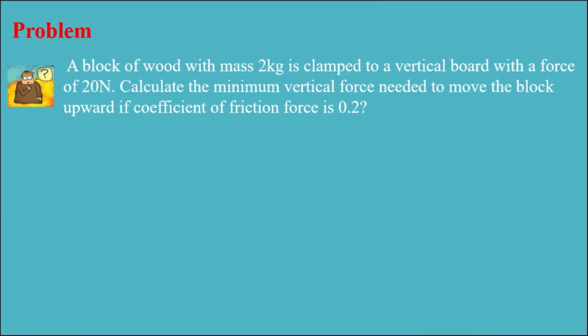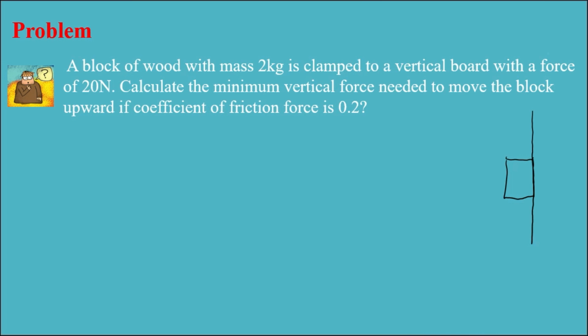Let's see what I got. A block of wood with a mass of 2 kilograms is clamped vertically and it's held with the force of 20 newtons. I need to calculate the minimum vertical force needed to move the block upward if the coefficient of friction force is 0.2. So technically I have the box right here, and that's gonna be my surface, right?